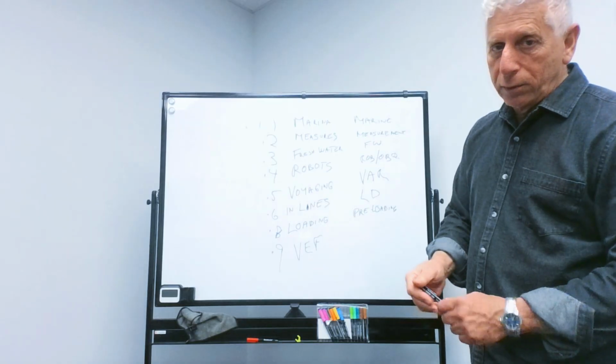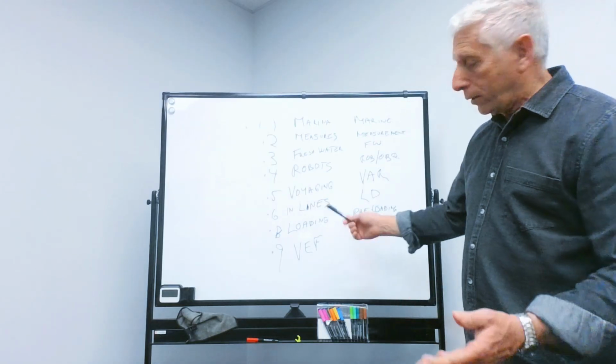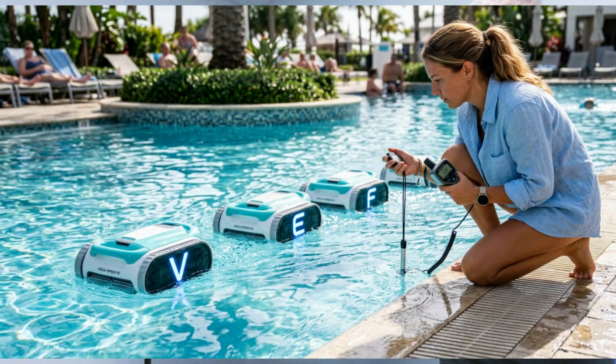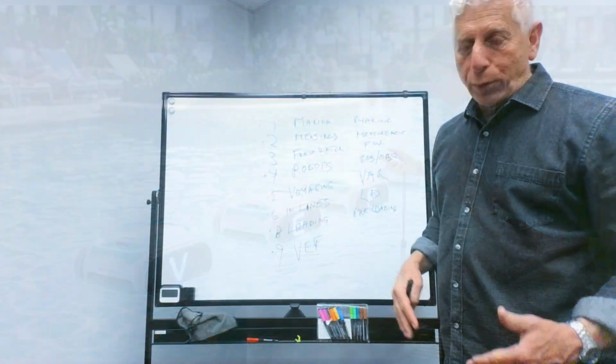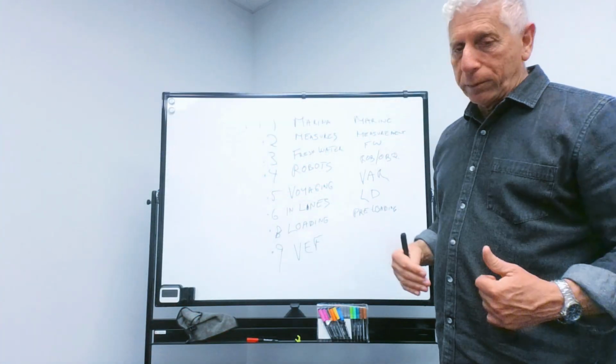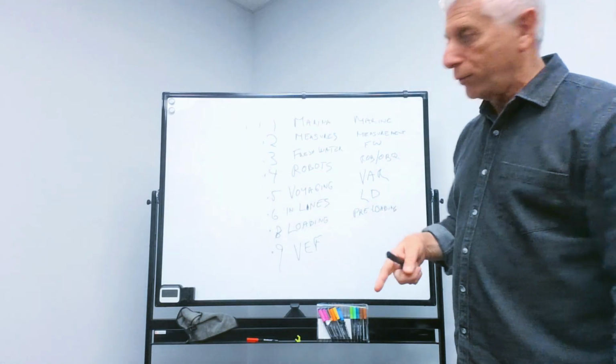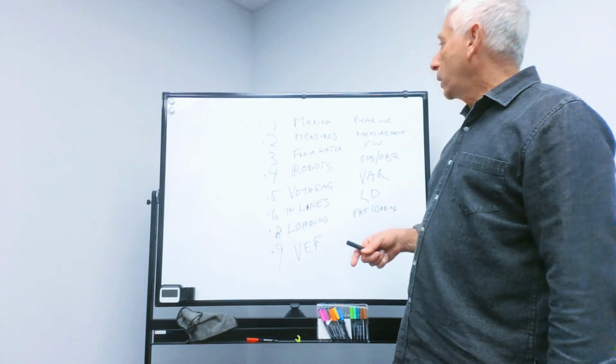I couldn't come up with any kind of suitable mnemonic for that. But anyway, that's what you have to measure. And I'm going to see if I can get a little AI video for you to get that in your head. Marina measures freshwater robots voyaging in lines loading VES. The way I visualize it is a woman down at a pool measuring those robots that clean the bottom of the pool, and they're voyaging in line. How do they load VES? Who knows? But it's in your head. That's the only thing that matters, that it's in your head. Okay, and that's it.